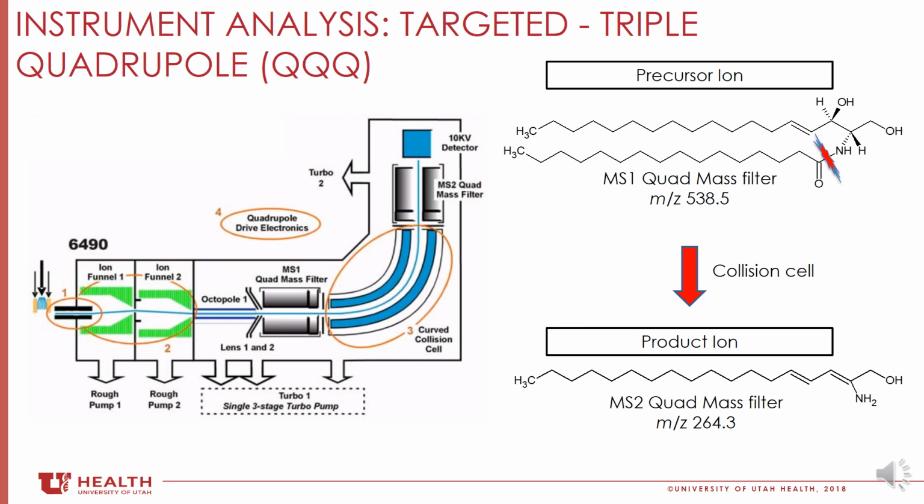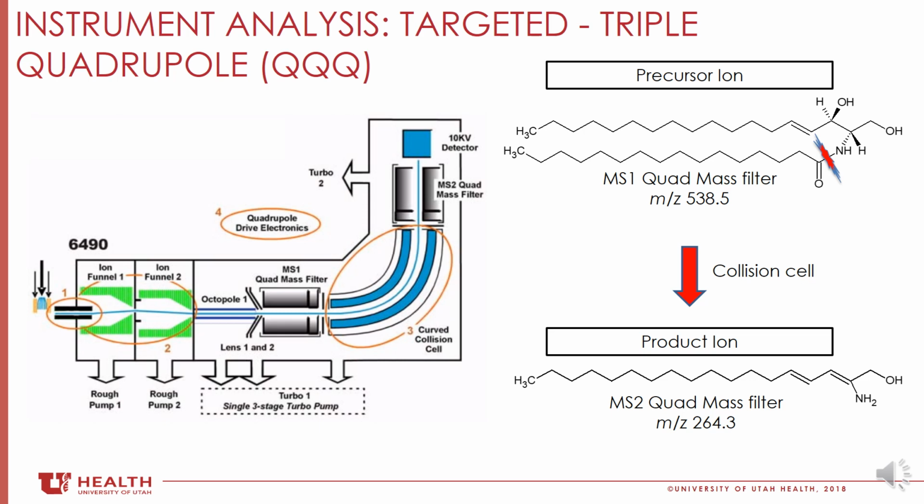The fragment ions formed in the collision cell are then sent to the third quadrupole for a second filtering stage to enable a user to isolate and examine multiple precursor to product ion transitions. We call these MRMs, which stands for multiple reaction monitoring. I've illustrated this here with ceramide 18:1/16:0. The precursor ion is the intact molecule with an m/z of 538.5. During a predefined time segment, other masses are filtered out of the first quad.